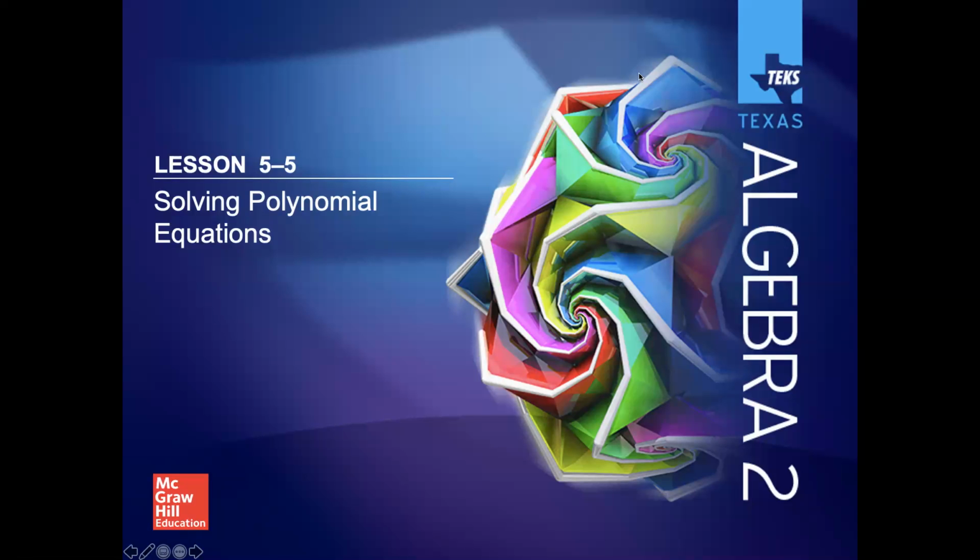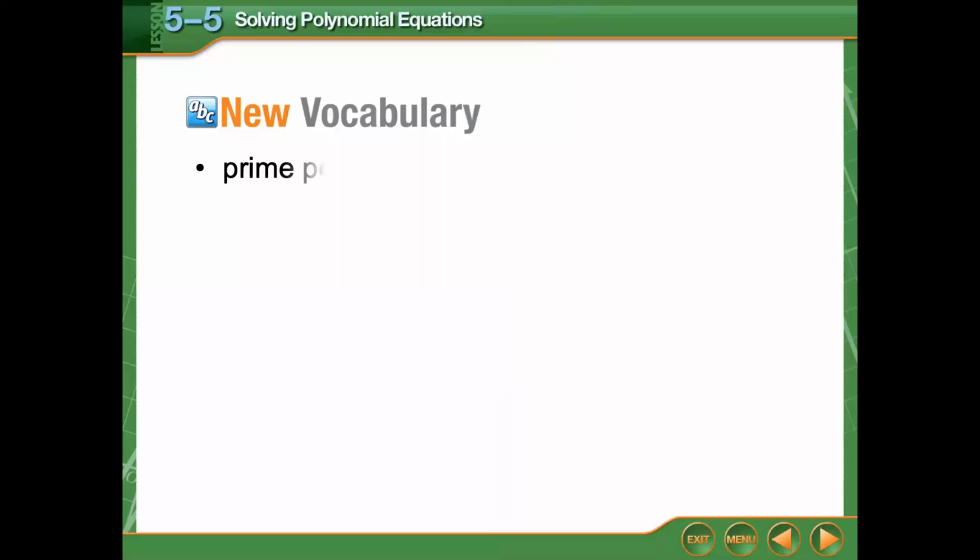Everyone, today we're going to take a look at lesson 5-5, solving polynomial equations. So we're going to take a look at some vocabulary. Prime polynomials, meaning we're not going to be able to factor them at all. They are what they are. You can't do anything about them. And then we have quadratic form.